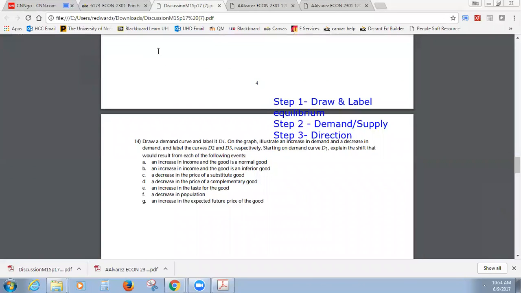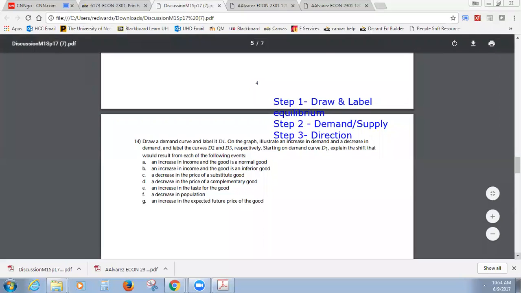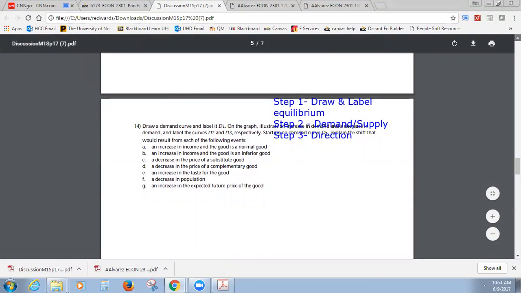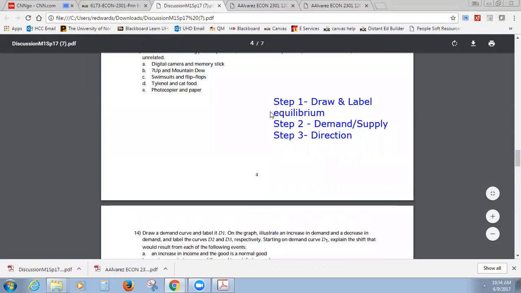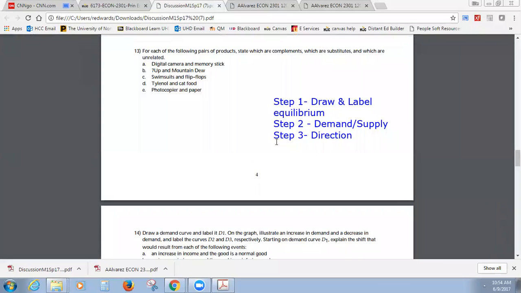let me sort of come down here. After you determine what direction, step 4, move the curve. All right, if it's going to actually shift the curve, move the curve. And then step 5, label the new equilibrium, price, and quantity. All right, so these are my steps.